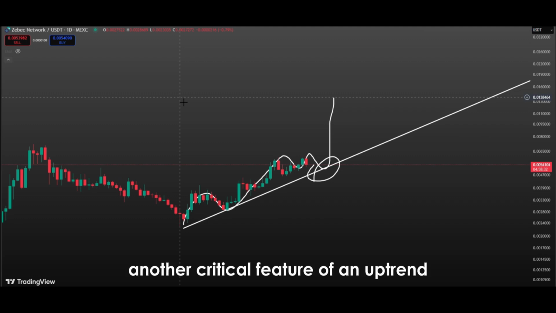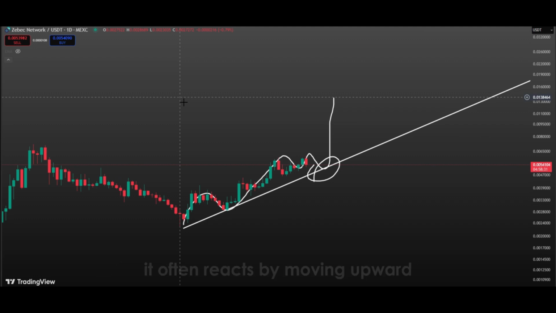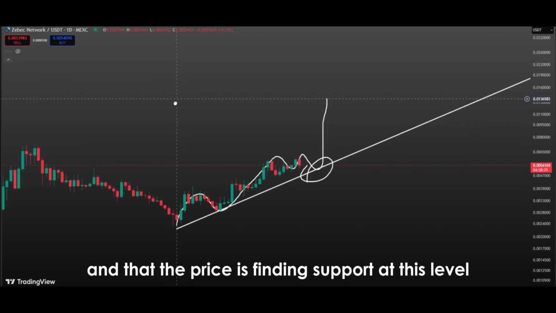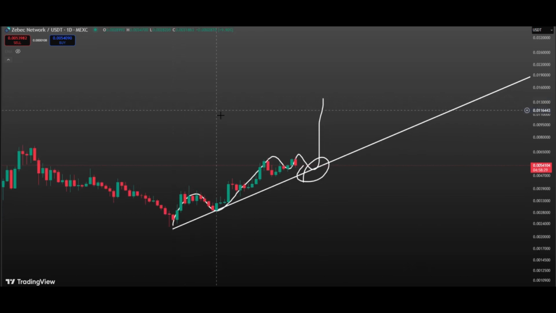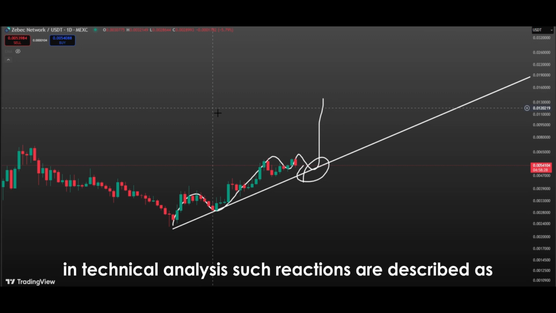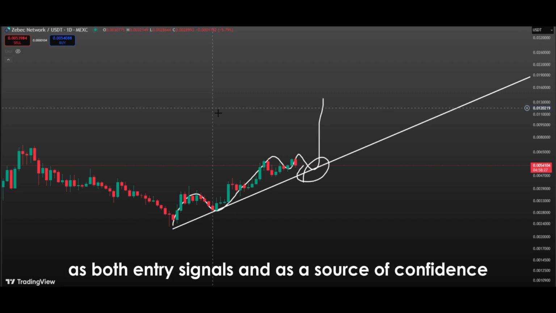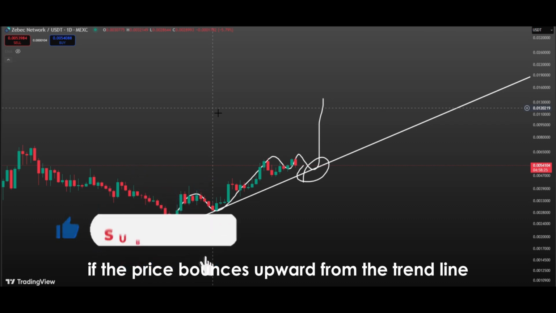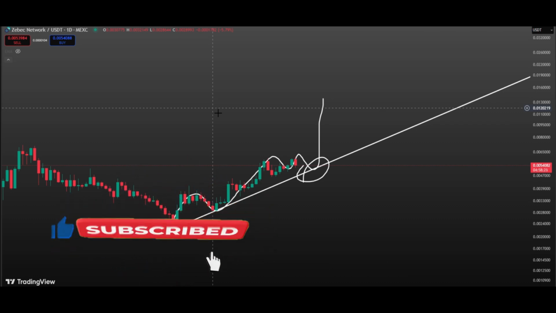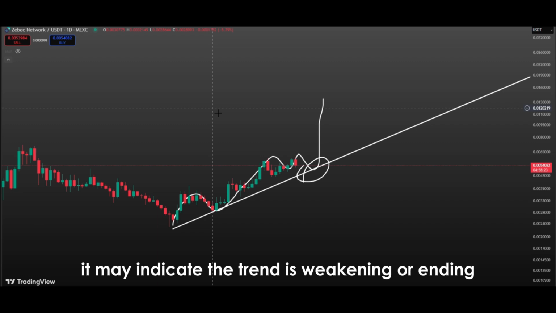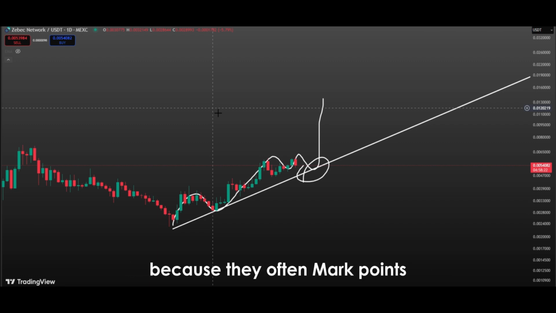Another critical feature of an uptrend is that when the price reaches this trend line, it often reacts by moving upward. This behavior shows that buyers are still strong and that the price is finding support at this level. In technical analysis, such reactions are described as trend line touches and bounces. These touches are often seen by investors as both entry signals and as a source of confidence. If the price bounces upward from the trend line, it confirms the trend is still valid. Otherwise, if the price breaks this line, it may indicate the trend is weakening or ending. These touches are crucial for investors because they often mark points where the price is likely to continue moving upward.